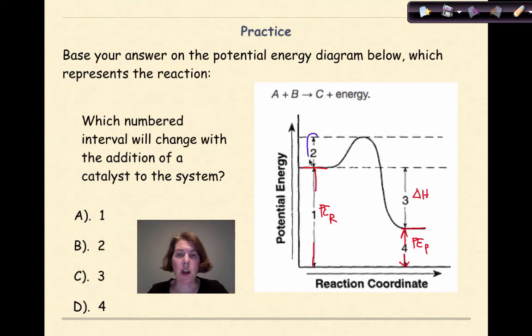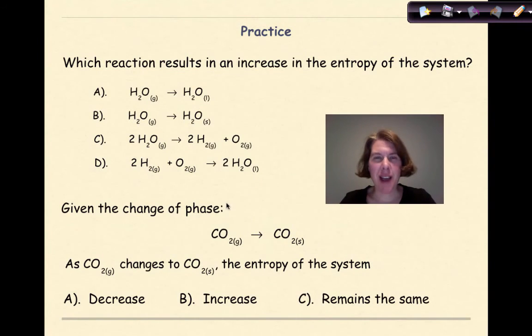Only 2 represents our activation energy. And we know if we were to add in a catalyst to this, we'd start at the potential energy of the reactants, we'd go up, we'd lower the activation energy a little bit, and finally come out at the potential energy of the products. So 2 is the correct choice for this particular question. Let's look at another one. Stop, read the question, come back.